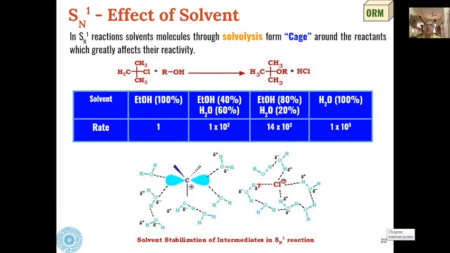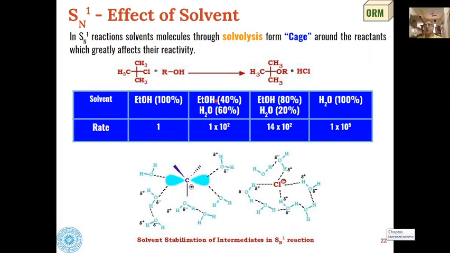So this is one experiment where we can see what will be the rate of different types of solvents. So tertiary butyl chloride, when this reacts with alcohol, we will get these types of corresponding ethers, and if this reaction is performed in 100% ethyl alcohol, then the rate of reaction is 1.